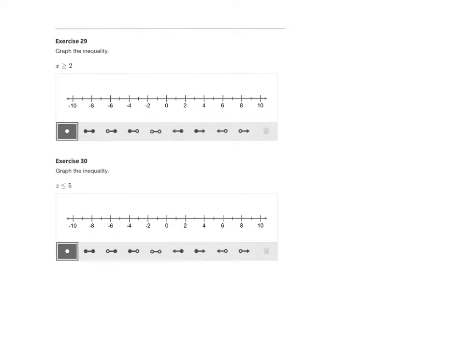This was letter R in 2.1. The first one is graph the inequality. So we have x greater than or equal to 2. So here's our target number, right at 2. And if you look here, the greater than or equal to means that it's going to be a closed circle. The inequality is going to tell us which direction. It's going to go in that direction.